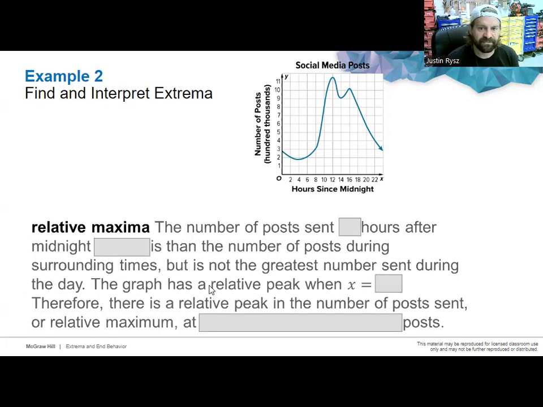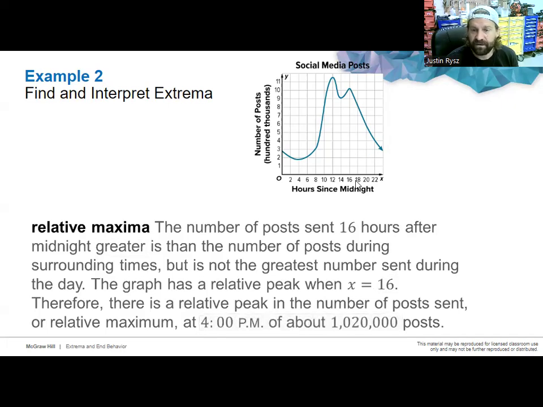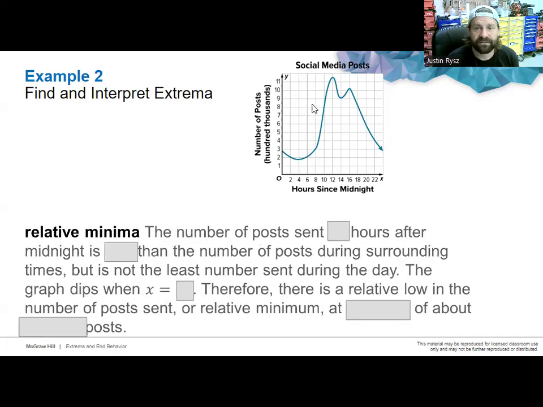Now, what about relative maximums? Do we have any of those? So if we look, we do have another peak, a little bump to our graph here, and that's around 16 hours after midnight. So this is greater than the surrounding points here, okay? So we have a relative peak when x equals 16. So there's a relative max around 1600 hours, which would be 4 o'clock p.m., of just over 1,000,000, so about 1.02 million posts.